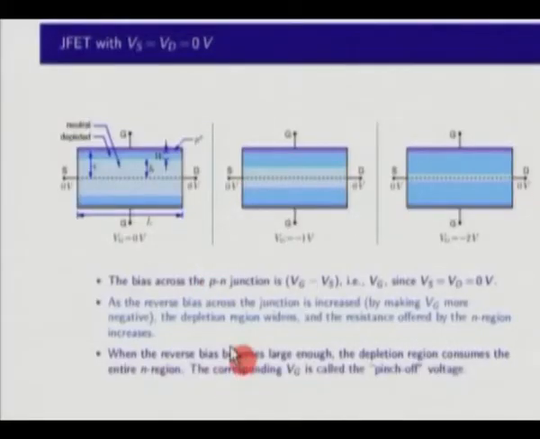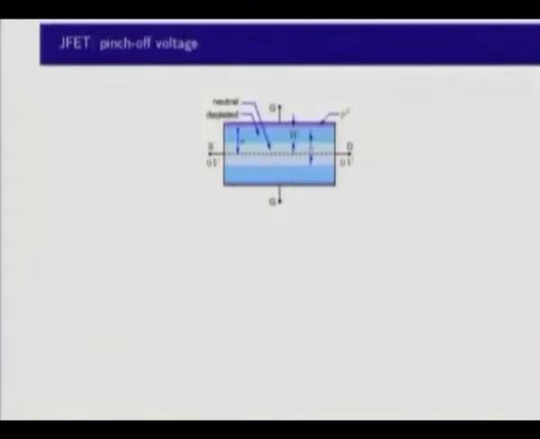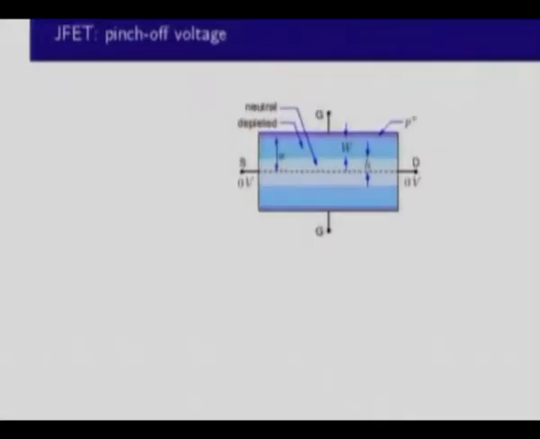Finally, when the reverse bias becomes large enough, the depletion region consumes the entire N region, and all of this depletion region will just be one, and the channel becomes pinched off. The voltage that corresponds to that particular situation is called the pinch off voltage, and that is a very important parameter for a JFET. All right, so now let's get to this pinch off voltage. Let's see how we can calculate that.